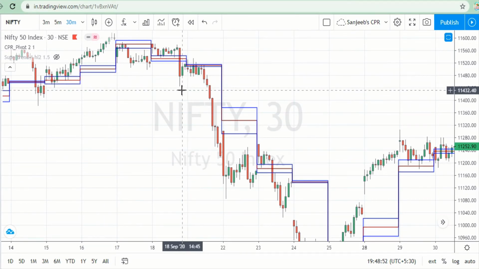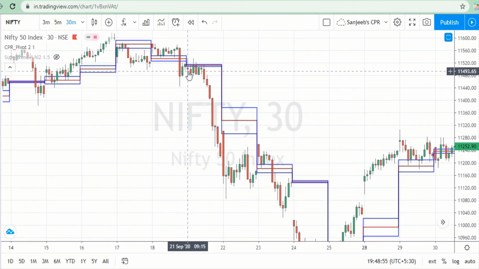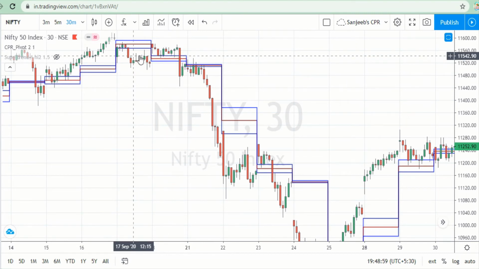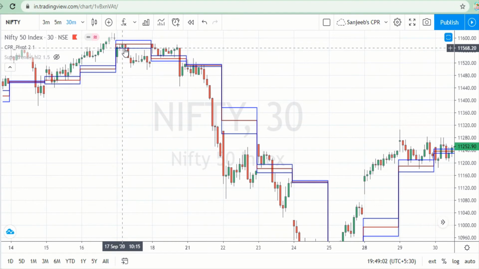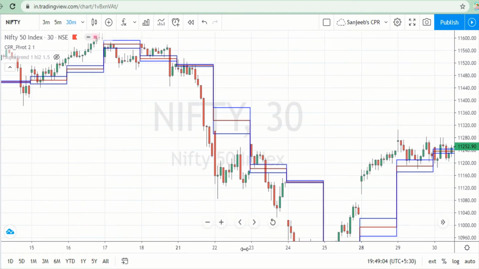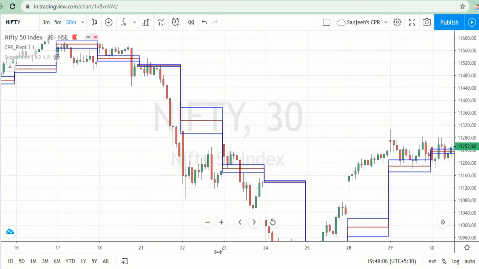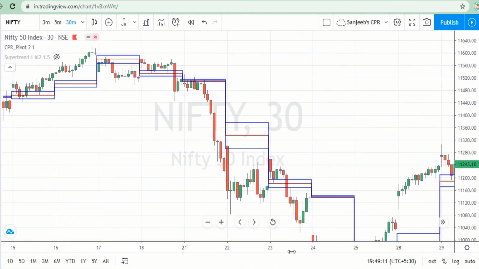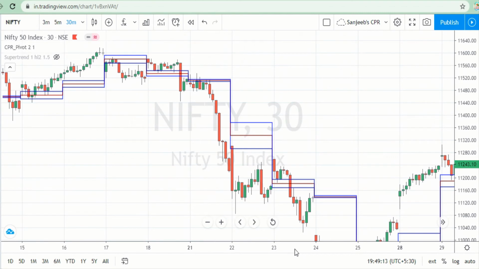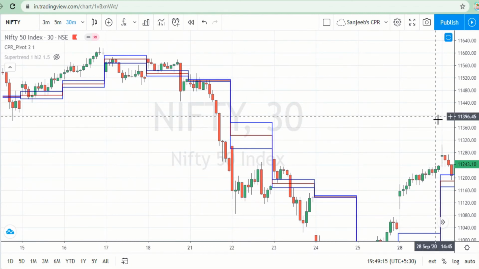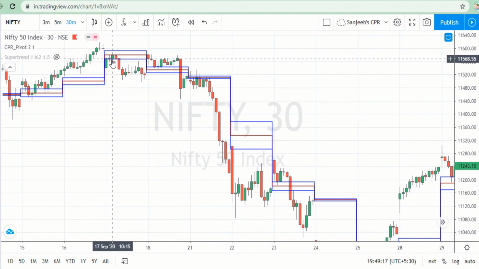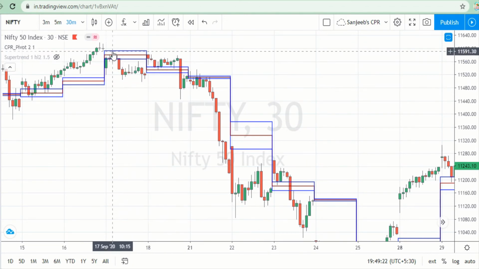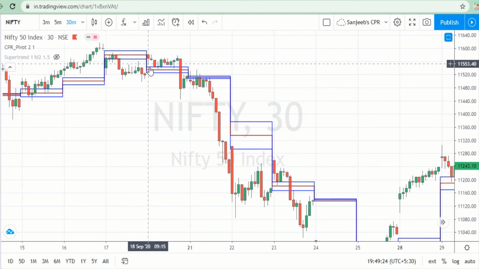See, this is the Nifty chart of 30 minute. This is 21st September and this is 17th September. See here, in this you can see that when the price comes to the CPR, this is CPR, and it is back. It is the starting of the downtrend.